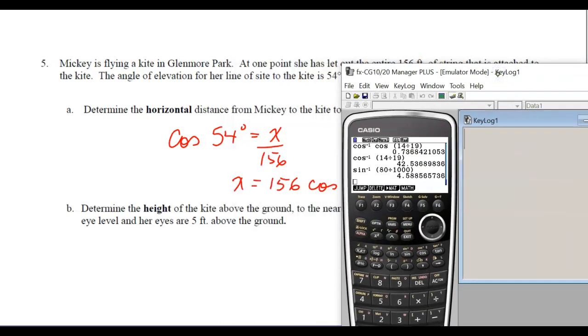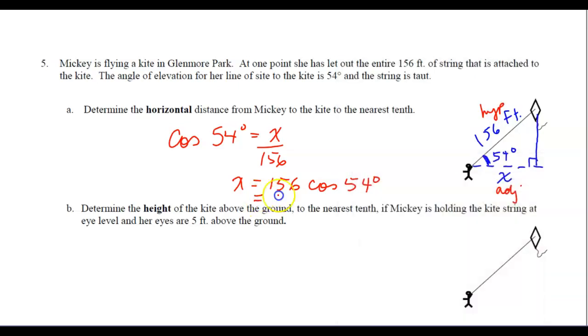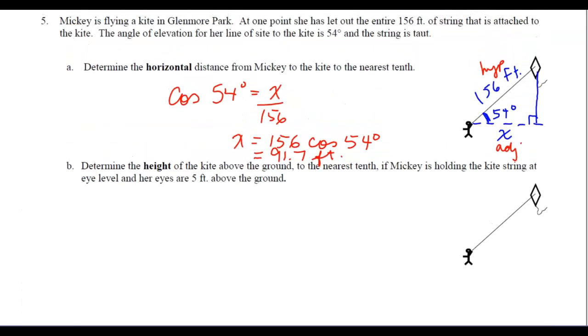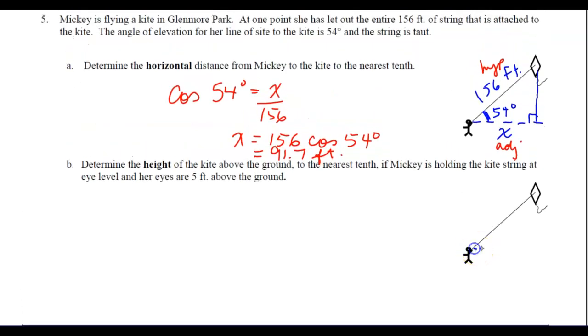Get out your calculator, 156 cosine 54, 91.7. And that is feet. Okay. Then still within that same question, so same diagram. This is 156. This is 54 degrees. Okay, and it says here, determine the height of the kite above the ground.